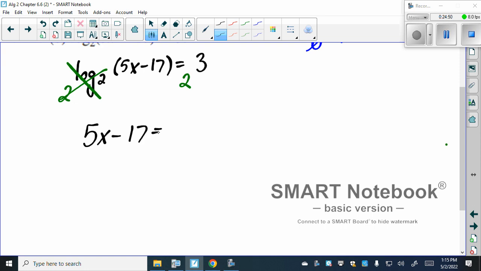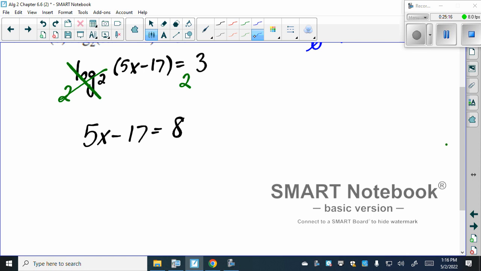5x minus 17 is equal to 2 to the third power. 2 times itself 3 times. Well, 2 times 2 is 4, times 2 is 8. Now we just need to solve this here. Any questions on how we got 5x minus 17 equals 8?